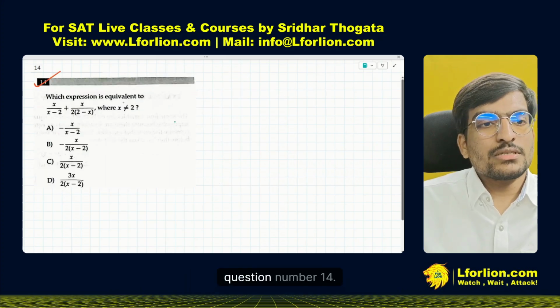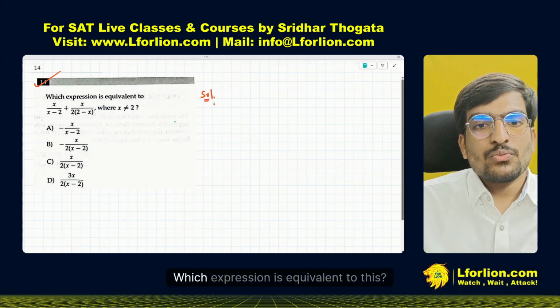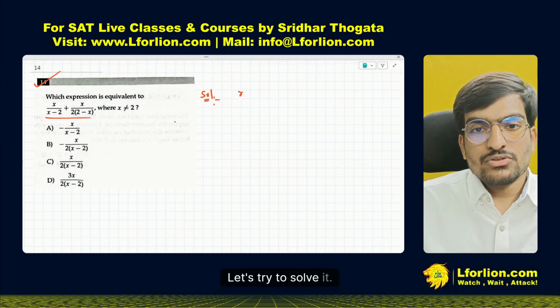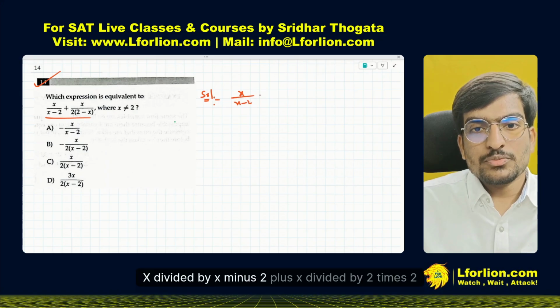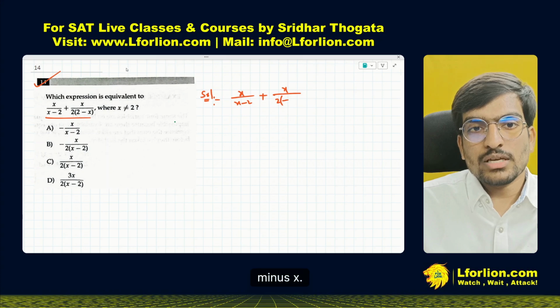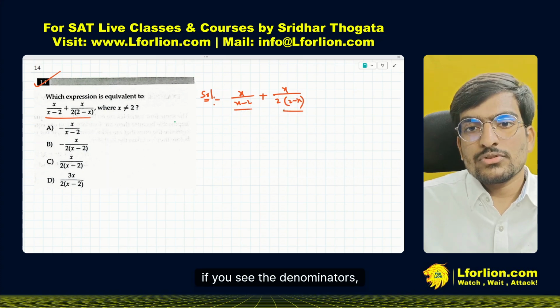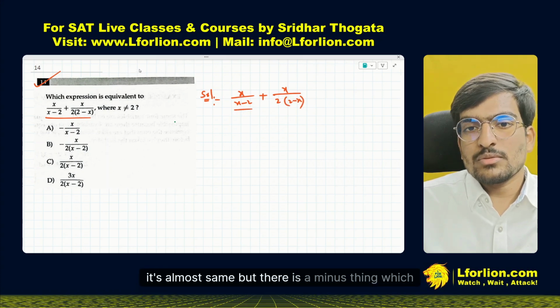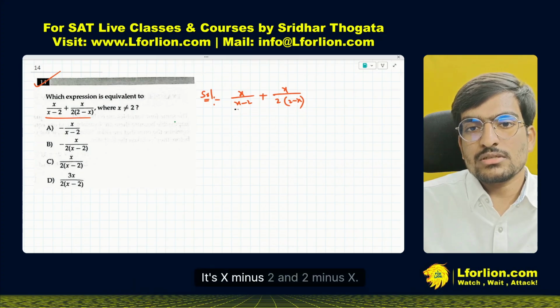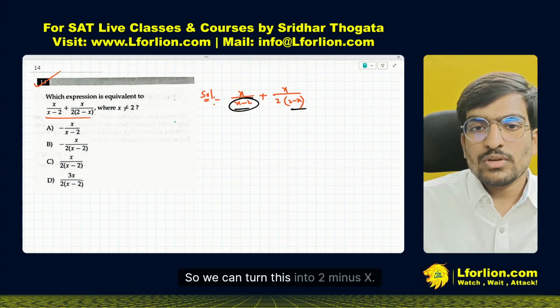Final question. Question number 14. Which expression is equivalent to this? Let's try to solve it. X divided by x minus 2 plus x divided by 2 times 2 minus x. Here, if you see the denominators, they're almost the same, but there is a minus missing. It's x minus 2 and 2 minus x. So we can turn this into 2 minus x.